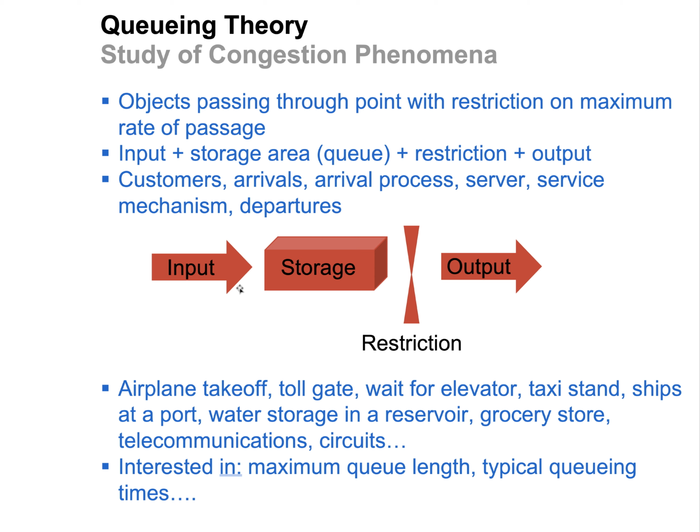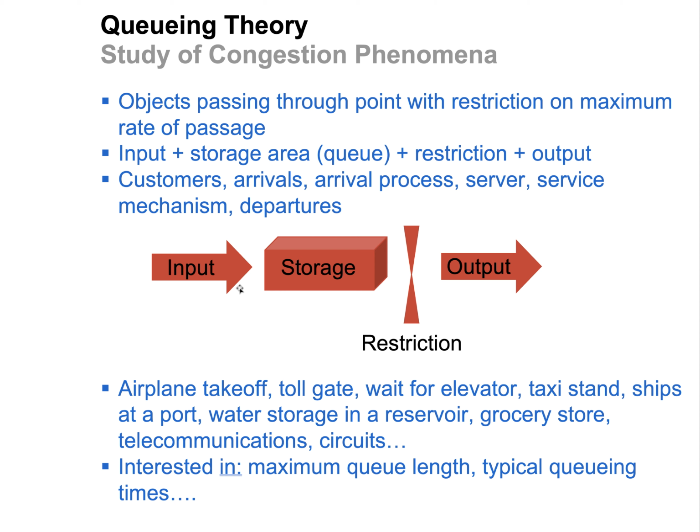So you can think about queues that might happen at a grocery store when you're waiting to check out, in an airport when you're waiting in line to check your bag or go through security or pick up your bag or to enter the airplane, or in public transportation to enter a bus, or perhaps you're waiting at a taxi stand for a taxi. You might be waiting for an elevator in a building. These are all examples of queues.